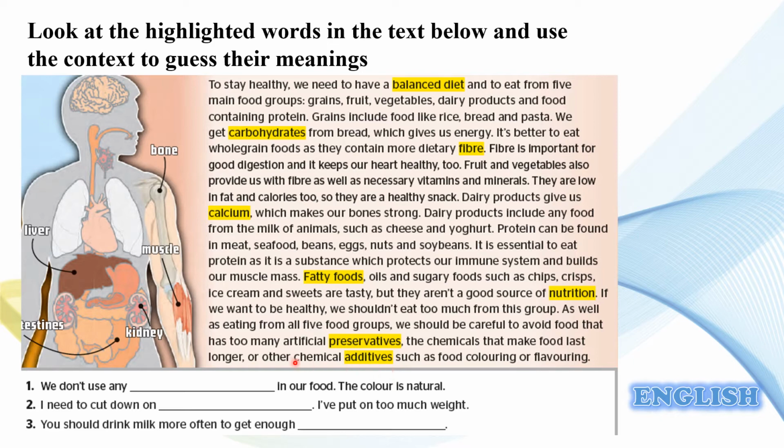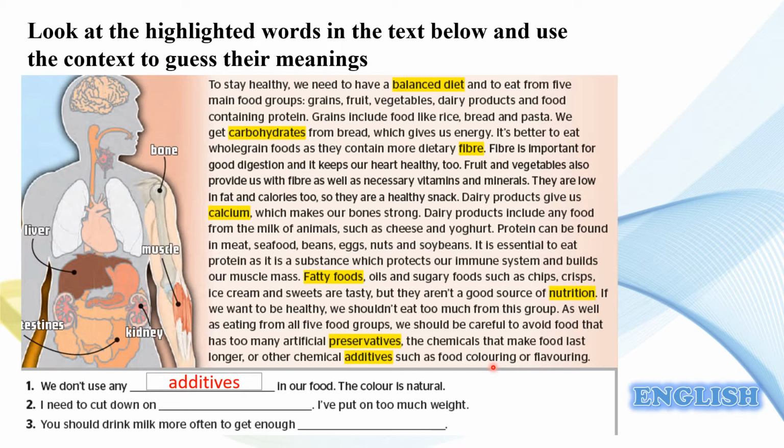Okay, let's now try to complete these 3 sentences. And we will choose the correct words from the highlighted words. We don't use any in our food. The color is natural. Okay, think about this. What do you think? Where can we find the word color? Excellent. We have here food coloring. So, the right answer is additives. Excellent.